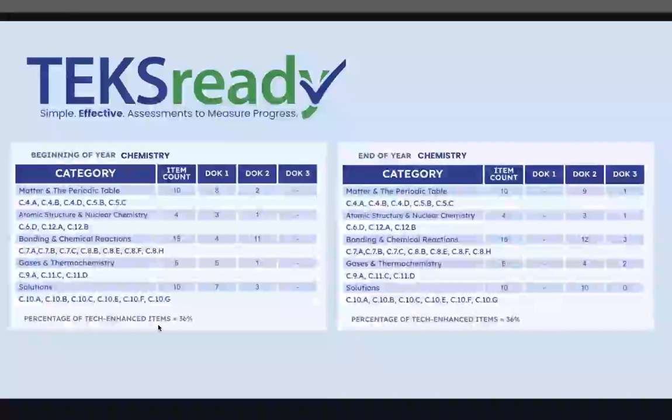So if you go to teksready.com, all of the blueprints that Region 10 has created for our assessments in the TEKSready program are freely available to you to use. Whether or not you subscribe or use our assessments or our items, you can absolutely use our blueprints. So we've done hopefully some of the difficult work for you, or at least given you a starting point.